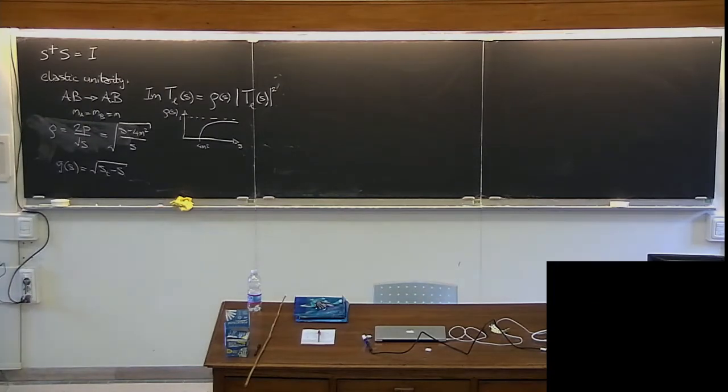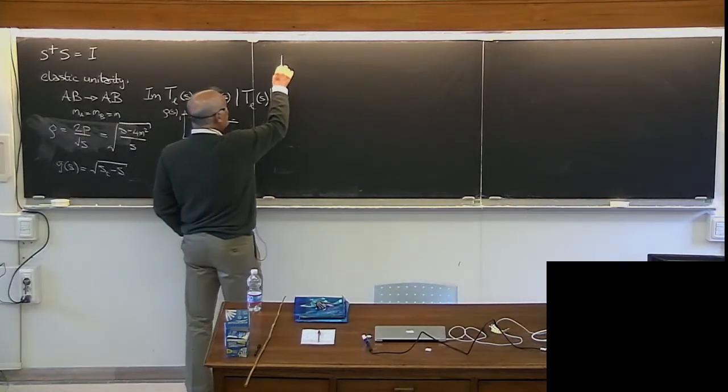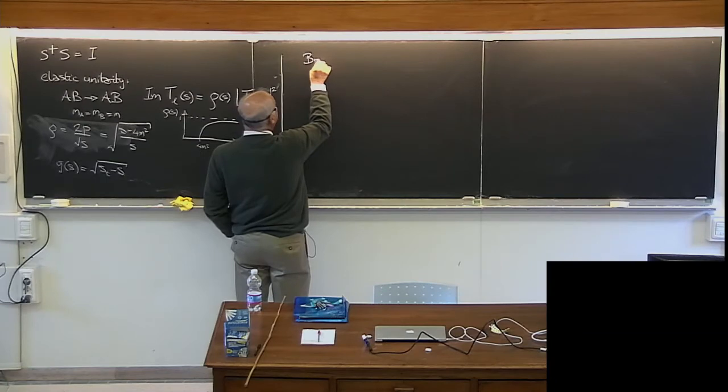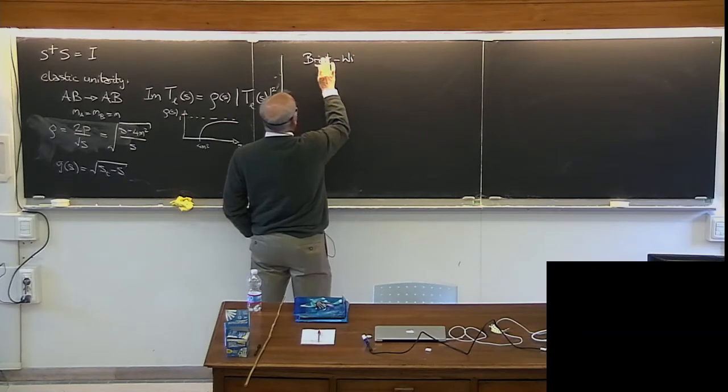Okay. Now we're going to explore the consequences of unitarity a little bit further, because the world is not elastic unitarity, there are clearly a very large number of channels. But before we do that, it's useful to consider the Breit-Wigner form. Is that the right spelling? Yeah, right. Or is it the other way around? It's the other way around, isn't it?